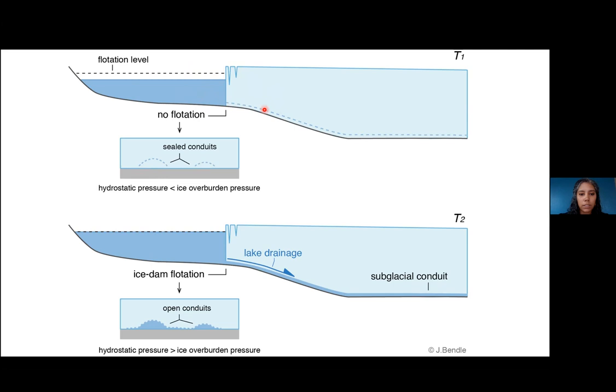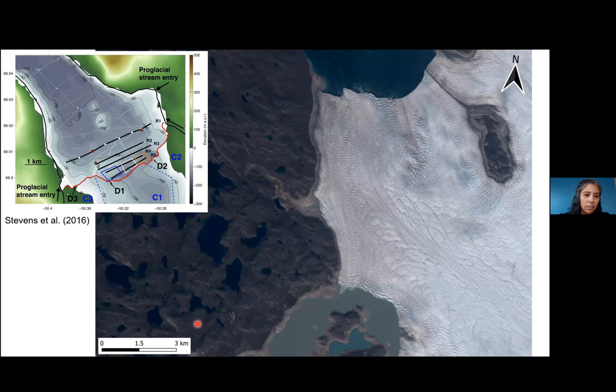However, now as the lake fills, we all know that ice is less dense than water. So that large volume of water has enough buoyant energy to cause the front of that glacier to lift slightly and cause some of that water to drain beneath the glacier in a subglacial conduit. In this system, because we have so much hydrostatic pressure, it can overcome the burden of that ice pressure and open up these conduits to cause draining. We have some field evidence as well to suggest this.